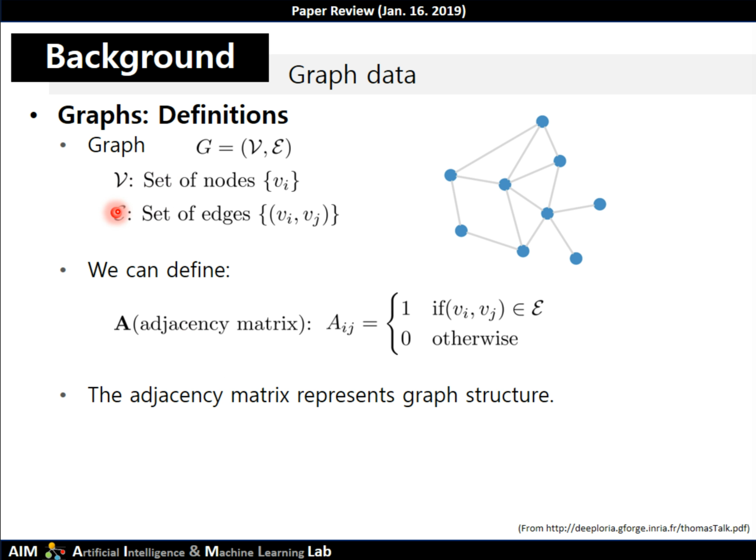Also, we can define the adjacency matrix A in this way. When the nodes are connected in some way, the elements of the adjacency matrix will be 1, otherwise 0. It can also be in weighted form if you want to consider connections differently. These adjacency matrices represent the relationships in graph structures.